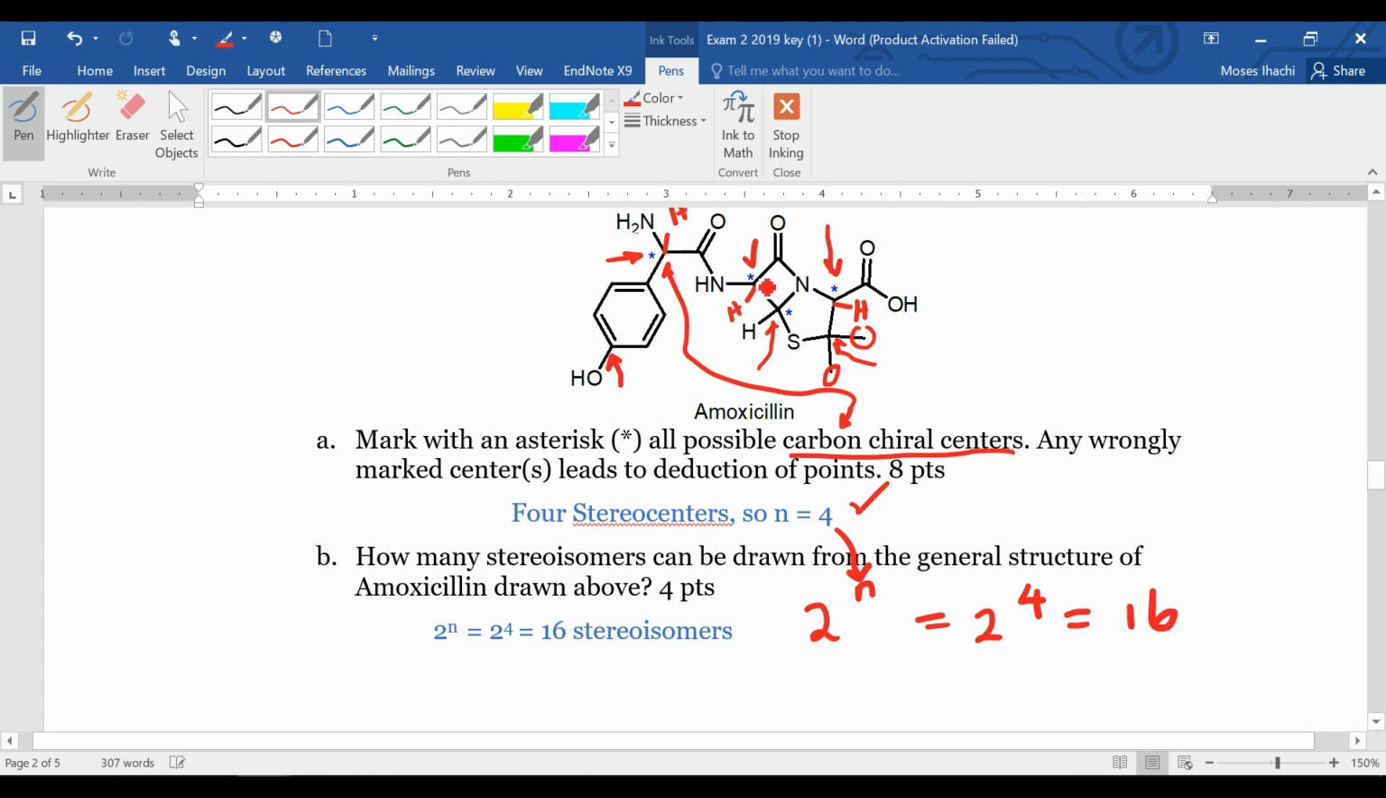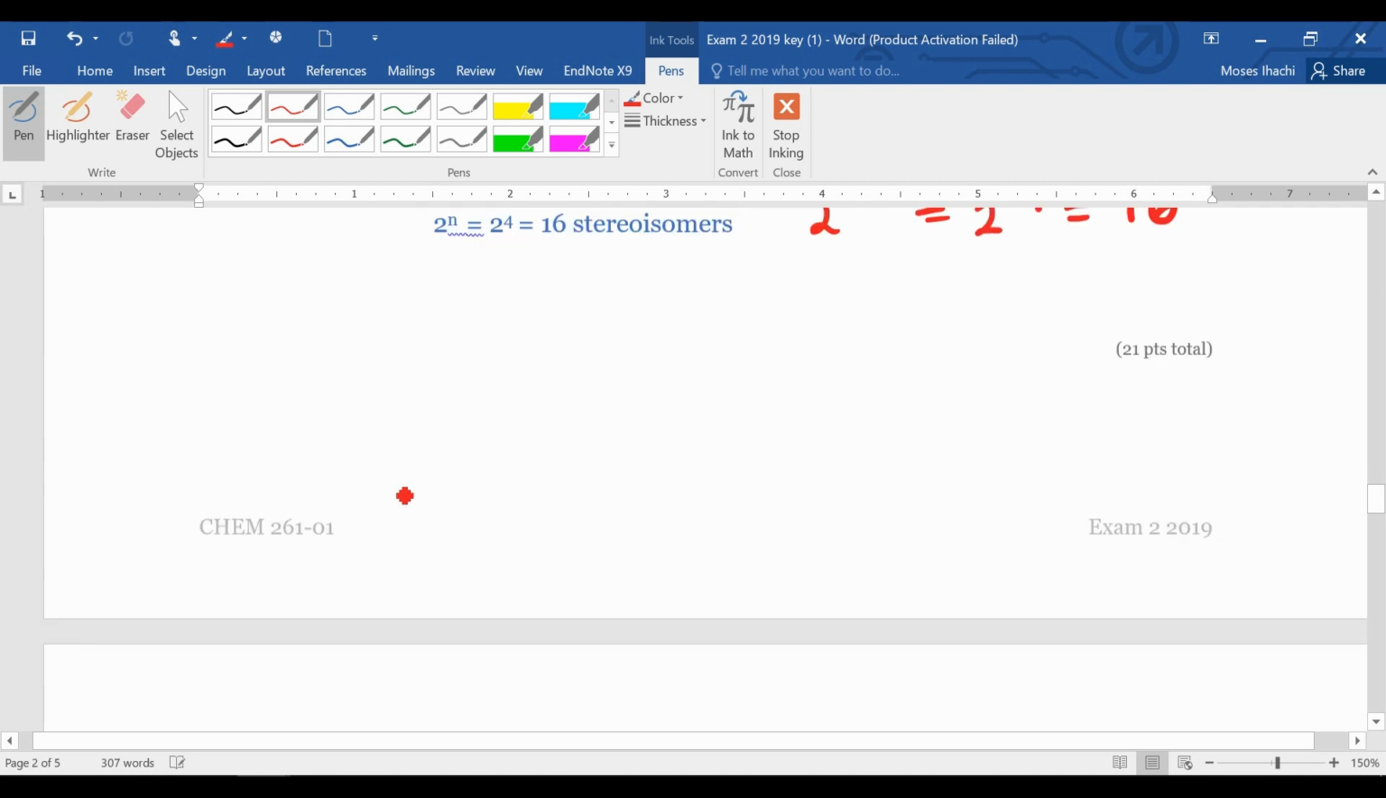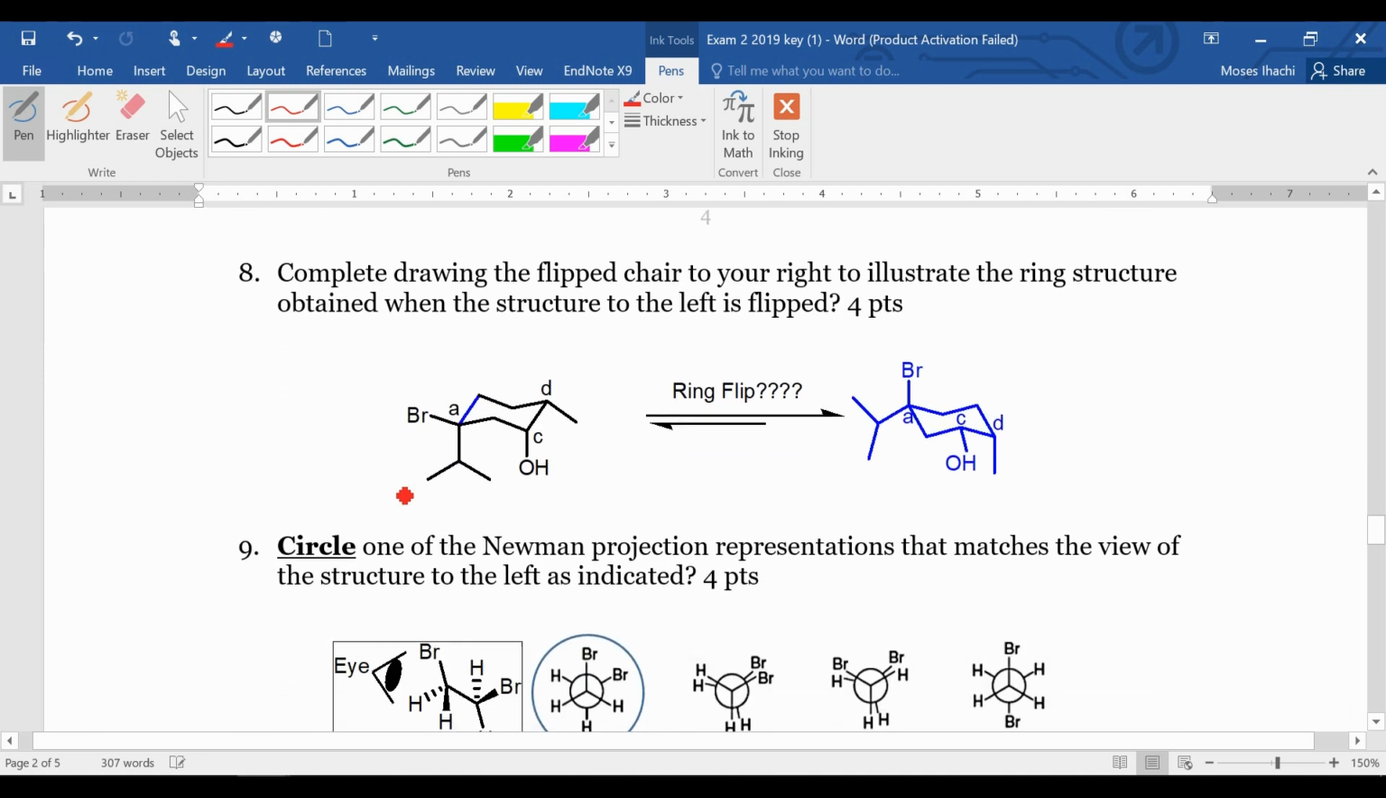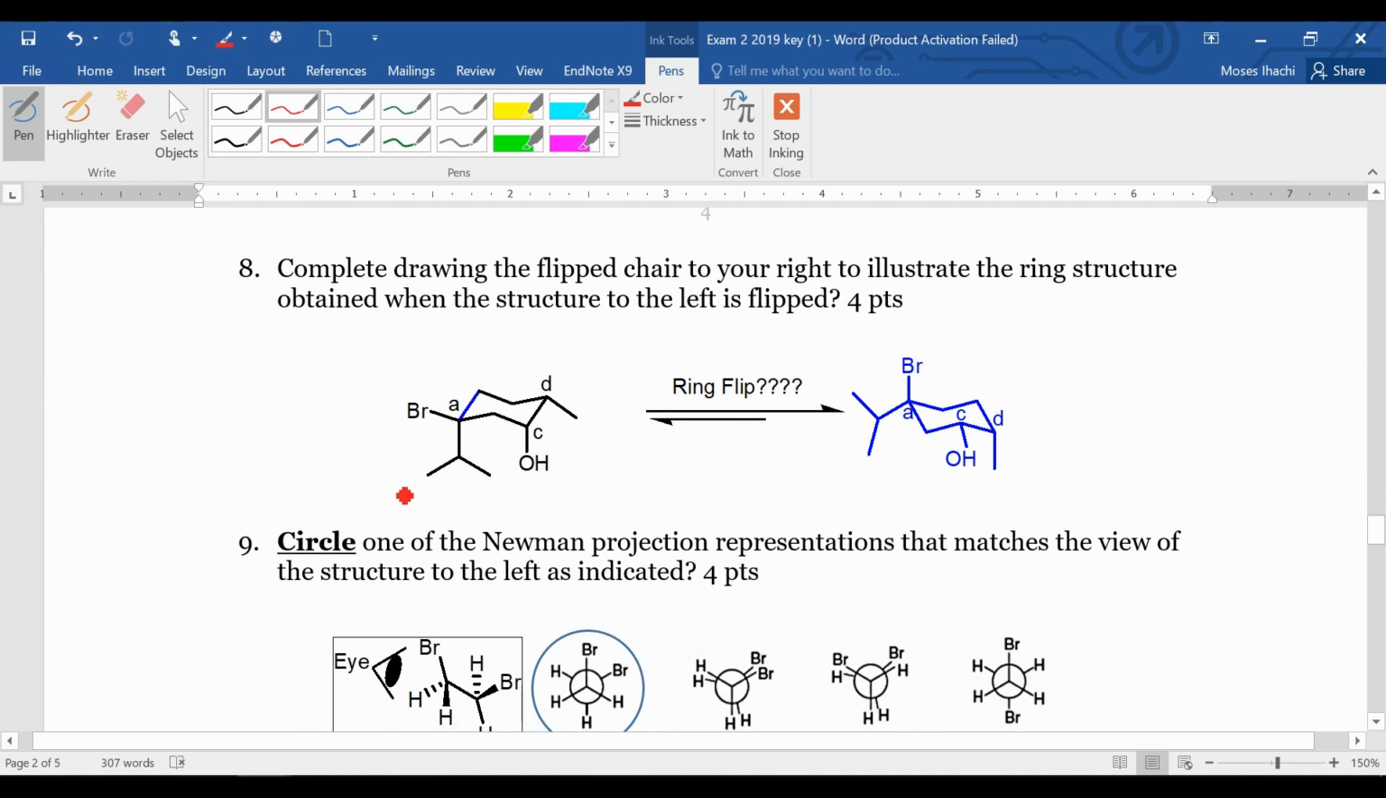Like if you put wedges on here, there are 16 ways you can show the wedges towards you and away per bond. Good luck drawing all possible stereoisomers. So next one is chairs. You are required to draw the ring flip. And in fact, I'll do a follow-up question and ask you which of the 2 chair conformations is the most stable. So let's do the ring flip.